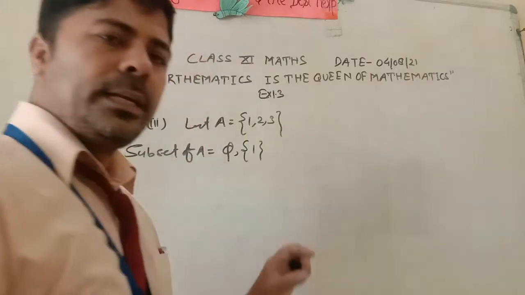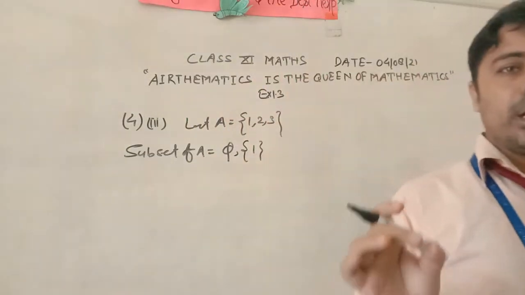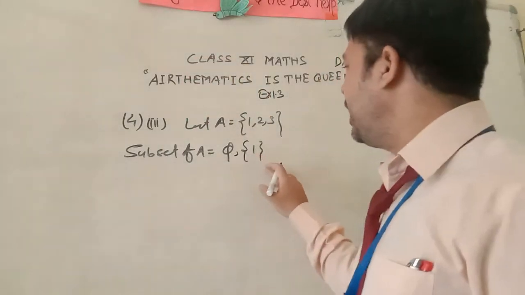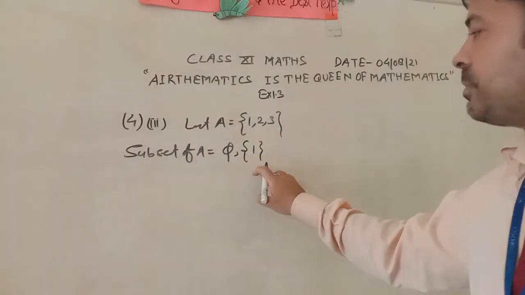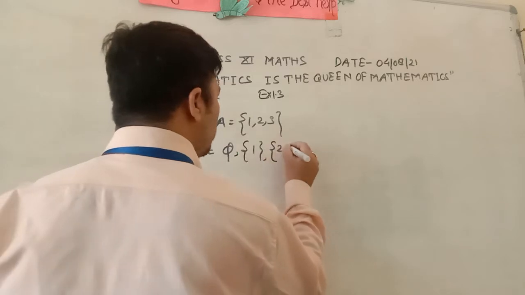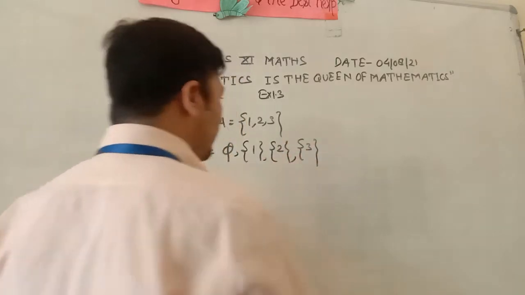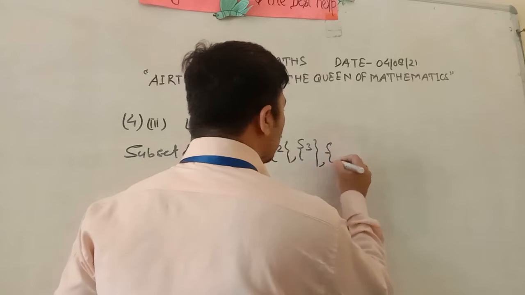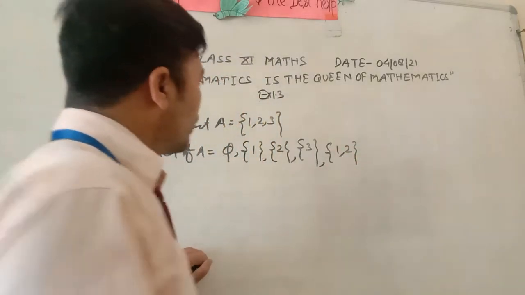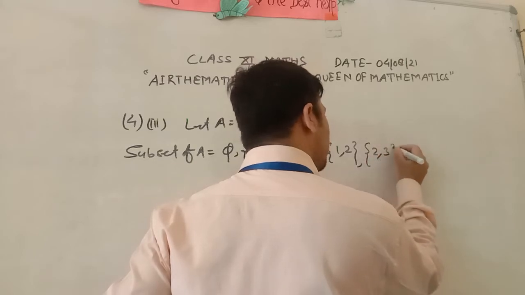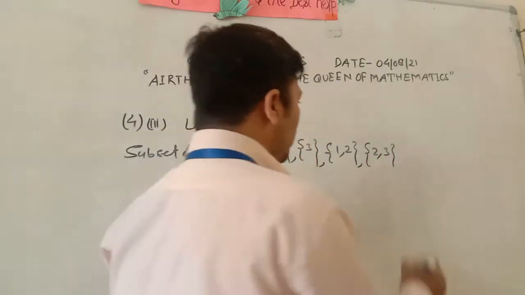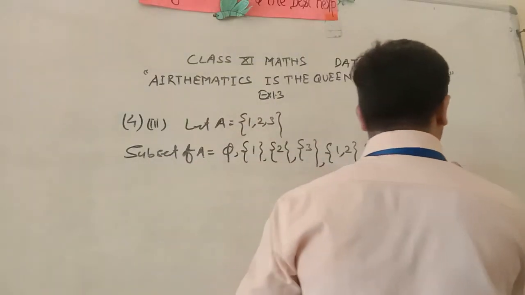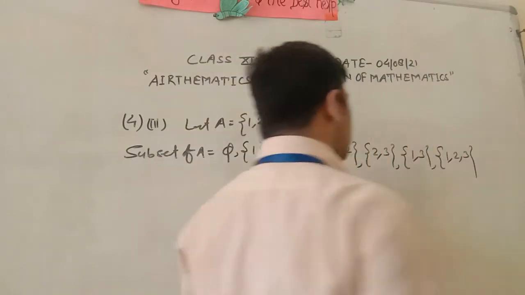And you know that every element of set A is also a subset of A. So phi is a subset of A, {1} is a subset of A, {2} is a subset of A, {3} is a subset of A. Now we can write two elements together: {1, 2} is a subset of A, {2, 3} is a subset of A, {1, 3} is also a subset of A, and {1, 2, 3} is a subset of A.